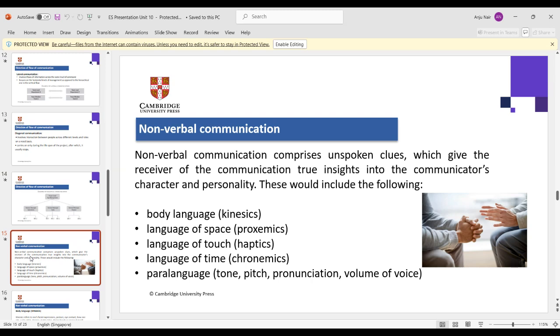So whatever we have completed so far is with regard to the channels and flow of communication present within the organization. Then again, coming back to the importance of nonverbal communication. Why do we attribute a lot of importance to nonverbal communication? Nonverbal communication comprises unspoken clues, which give the receiver of the communication true insights into the communicator's character and personality. So be sure to use the right kind of body language.